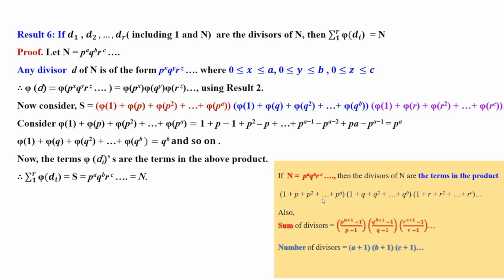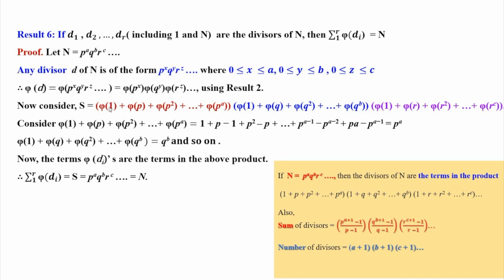There, we considered 1 plus p plus p square and so on. Here we consider phi of 1. We know that phi of 1 is 1. So we have phi of 1 plus phi of p and so on, up to phi of p power a. When you consider the product of all these, you will get terms like this only. The arbitrary term in the product will look like this, and this is nothing but phi of d. There are so many such divisors accounted for in this product.